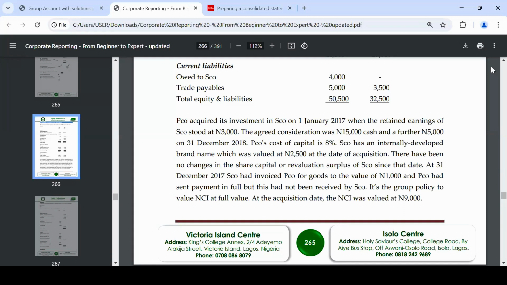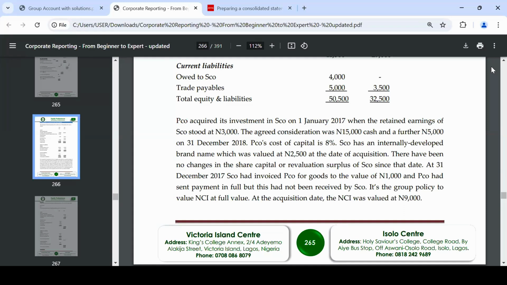I think it will be part of the assets. So it would be debited as part of the assets. I'm not so sure. All right. Okay.